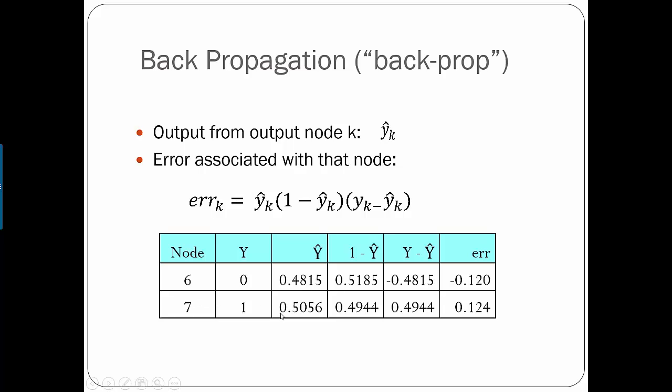And y hat for 7 is this. Now the actual value of y, remember 6 is dislike the cheese, so target is 0, 7 is like cheese, so target is 1. Then 1 minus y hat and then y minus y hat, and you multiply these three numbers, then you get the error. Once you have the error, we propagate it backwards from the output layer through the hidden layer back to the input layer, and we update all the weights and the biases.